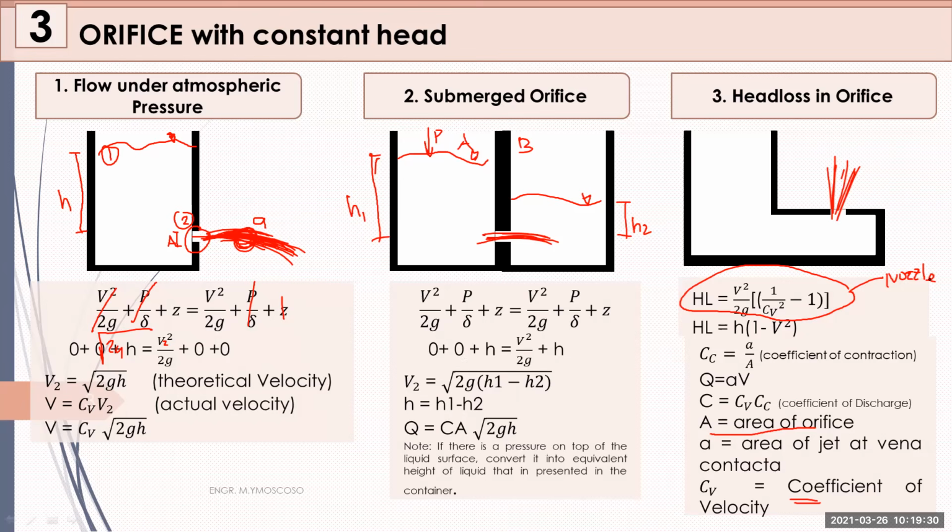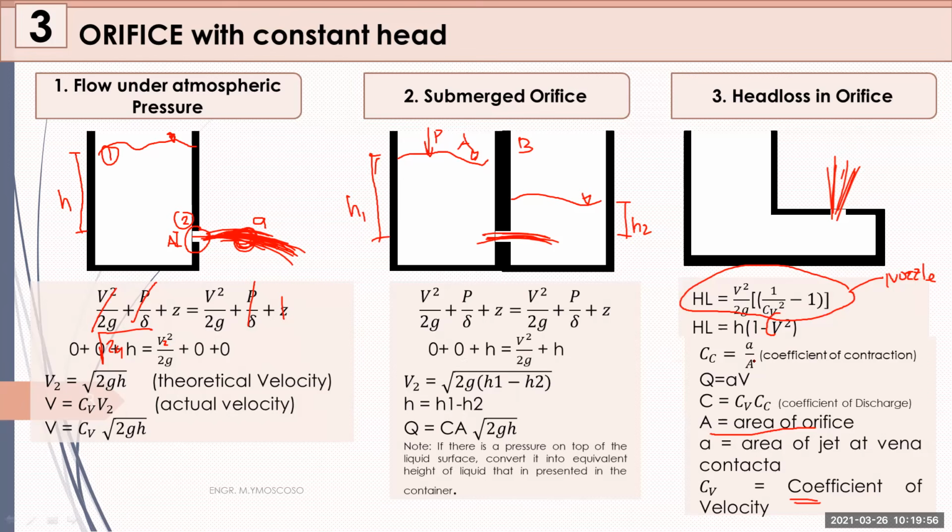Okay? It comes with diameter also yung nozzle. The orifice also is in diameter. So you can also use the formula HL is equal to H times 1 minus, I think that would be 1 minus CV squared. Okay? Paki-correct yan. This one should be 1 minus CV squared.